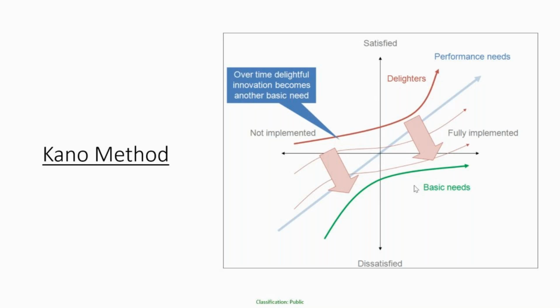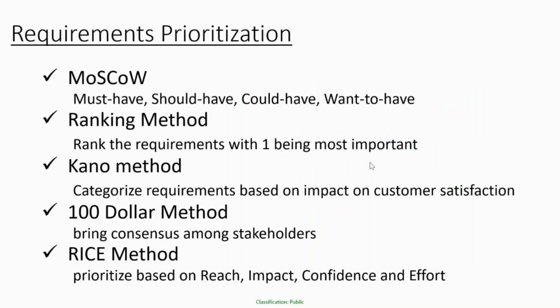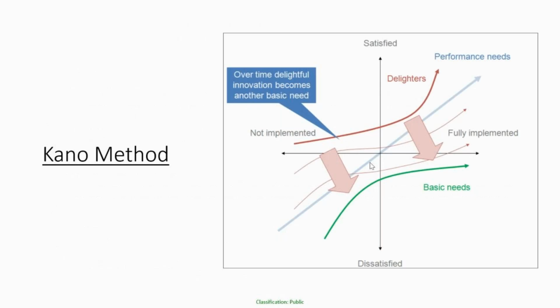Okay, so this is what the Kano method is all about. I thought we could include the $100 method, but it's okay. We'll try to cover the $100 method in the next video.